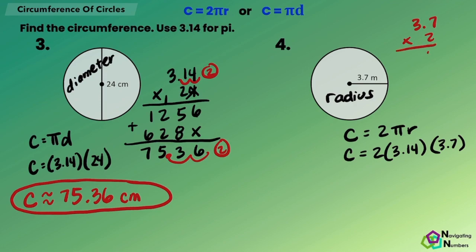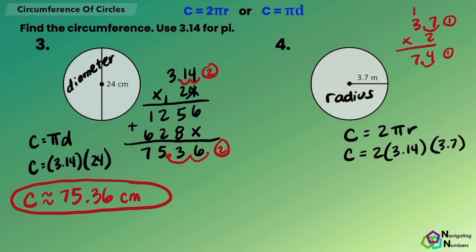So 2 times 7 is 14. Carry the 1. 2 times 3 is 6 plus 1 is 7. Include your decimals. So 7.4. So what we actually just calculated is the diameter. So technically what you should notice is that we are using that same formula. We just have one extra step to get to it. So 3.7 times 2 actually gives me the diameter, and then we're just multiplying the diameter times pi.